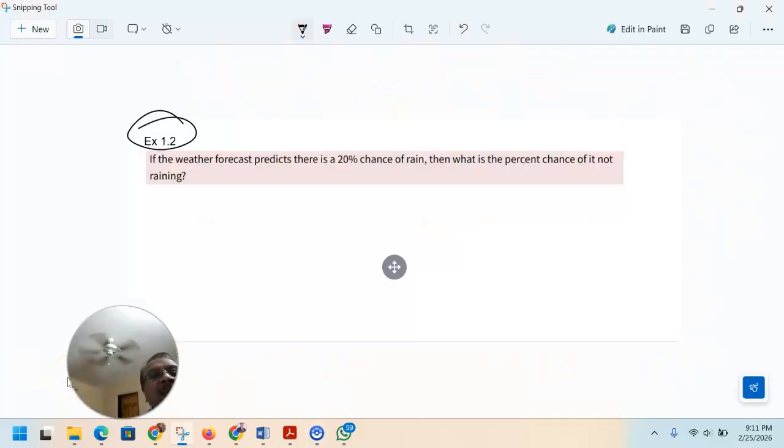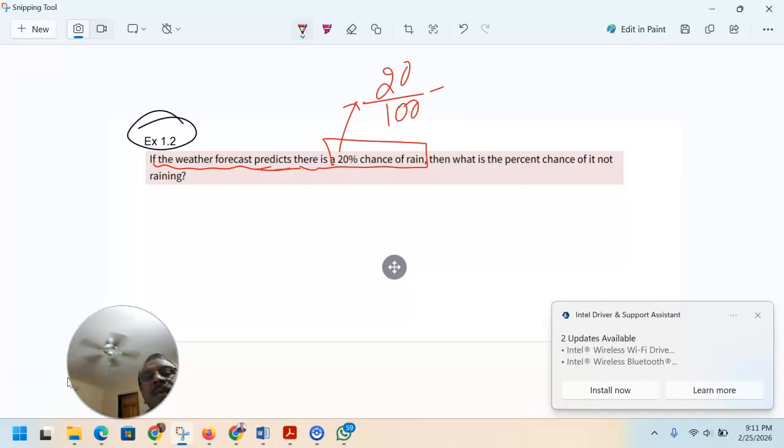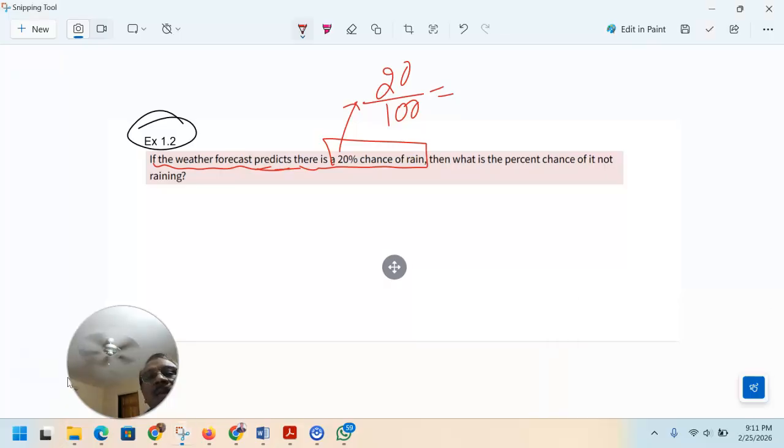Now, this is such a simple example. It's asking you, if the weather forecast predicts that there is a 20% chance of rain, and you say 20% means, you're just giving a value for every 100 days. Let's see, there are 20 days. It basically means it is 0.20 in decimal form. What is the percent chance of it not raining?